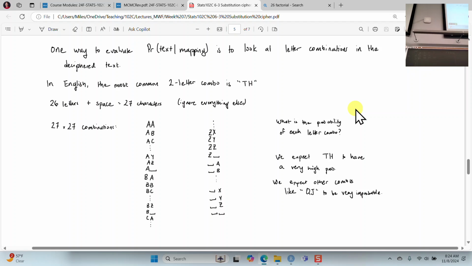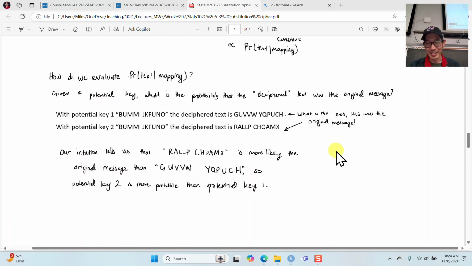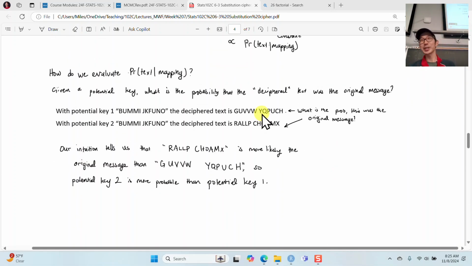But then some of these things, right, like what do we encounter here? The YQ, that feels like, I don't know if I've seen that organically in a word. Or QP, right?